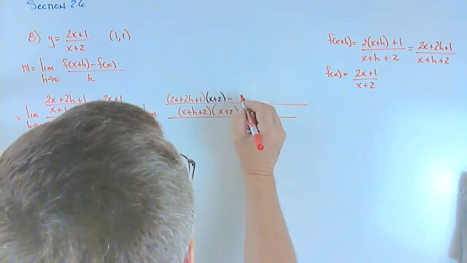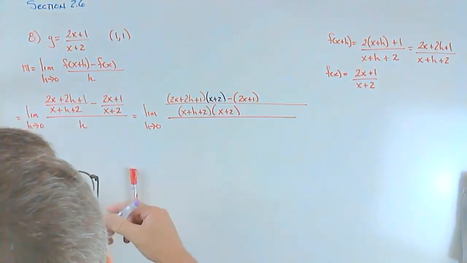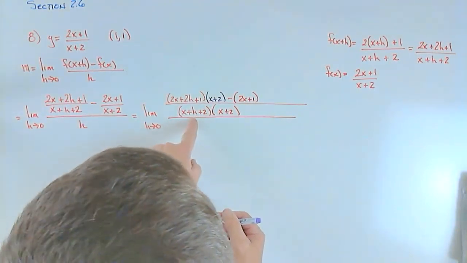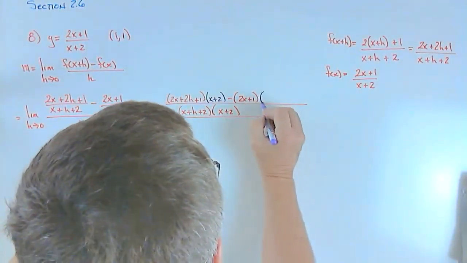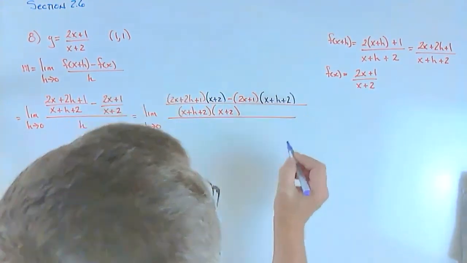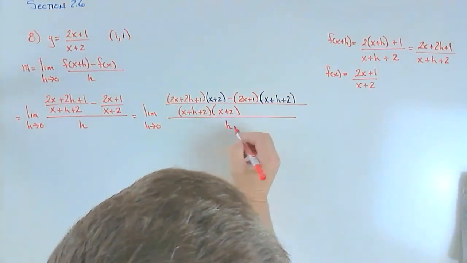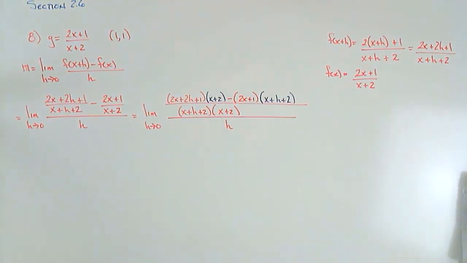Minus 2x plus 1. We're missing down here x plus h plus 2, so we're going to have to multiply here by x plus h plus 2. And now, of course, all this is divided by h. And as we talked about in class, that h really goes right there. Now, what is this going to look like?